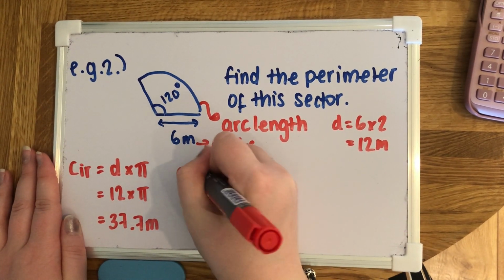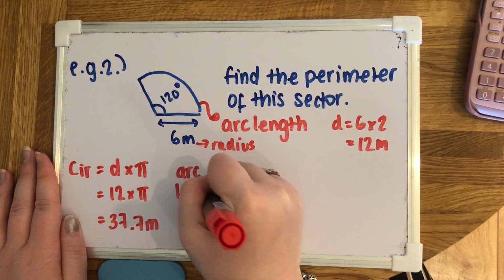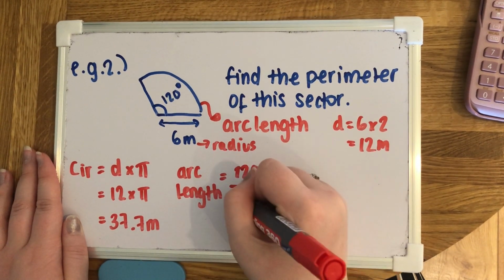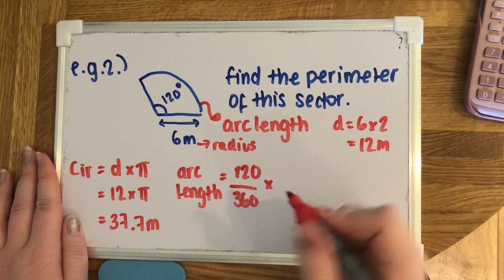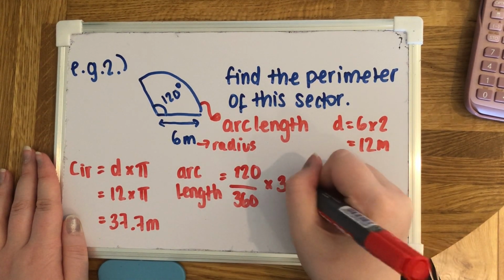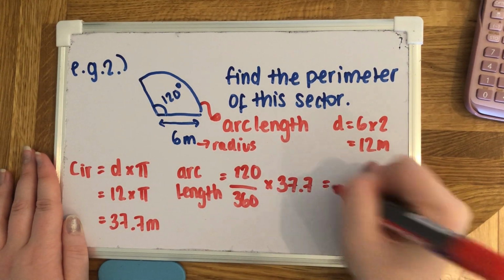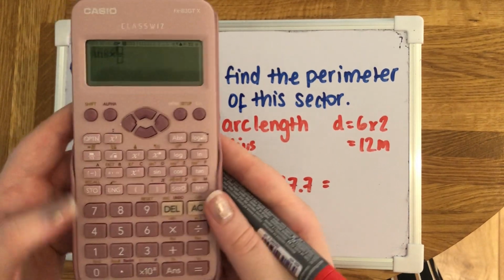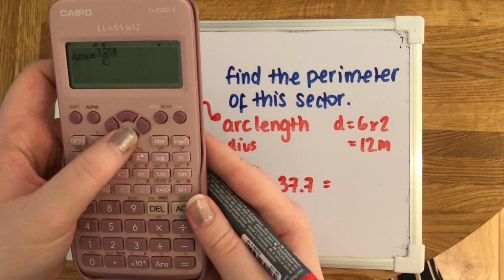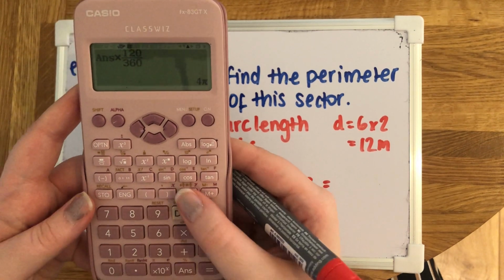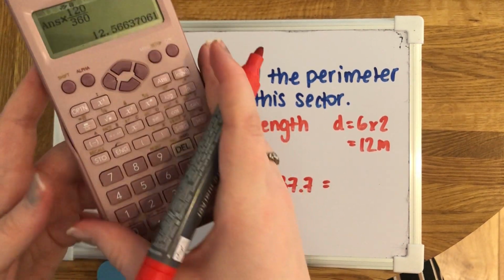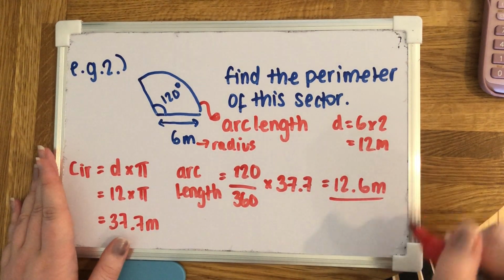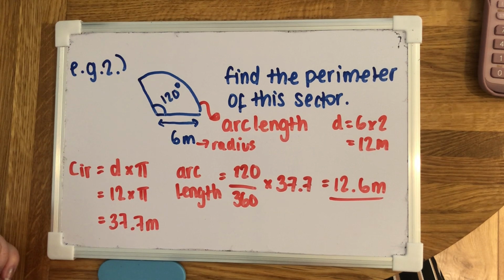So arc length. We've got 120 out of 360. We multiply that by the answer that we've just done, so 37.7. Again, you can just click answer and then multiply it by the fraction after. That gives 12.6. Okay, so that's just the curvy bit, which is called the arc length.